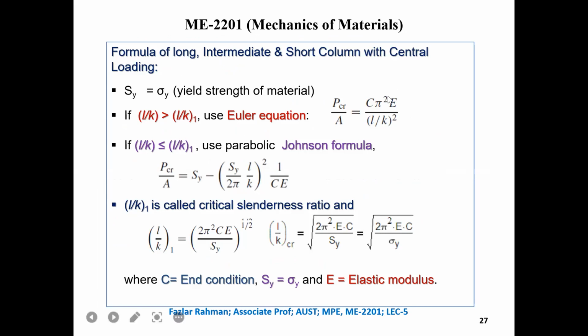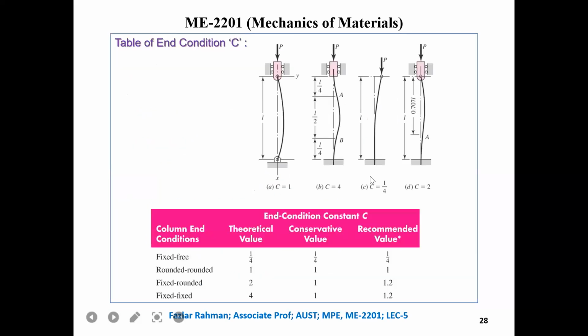Euler equation for long column, Johnson equation for short column. How do you know when to use the Euler equation? If your L by K is higher than L by K critical. If L by K is less than L by K critical, then use the Johnson formula.